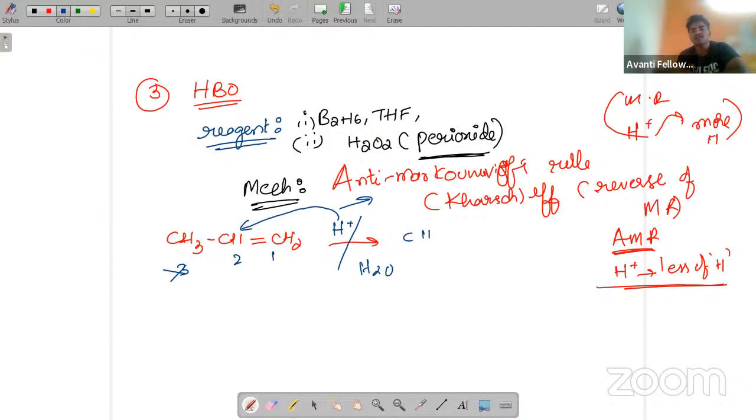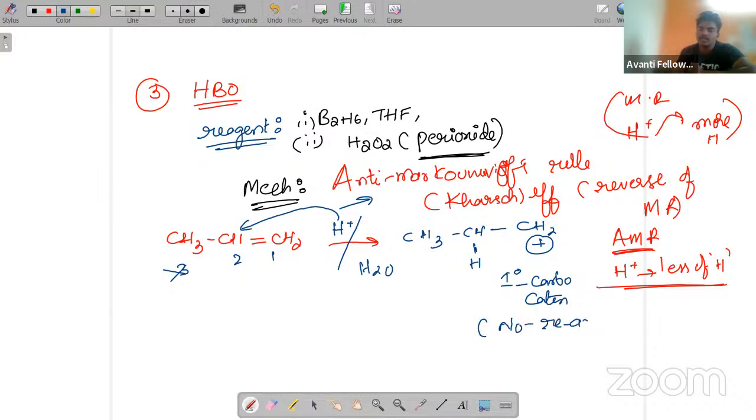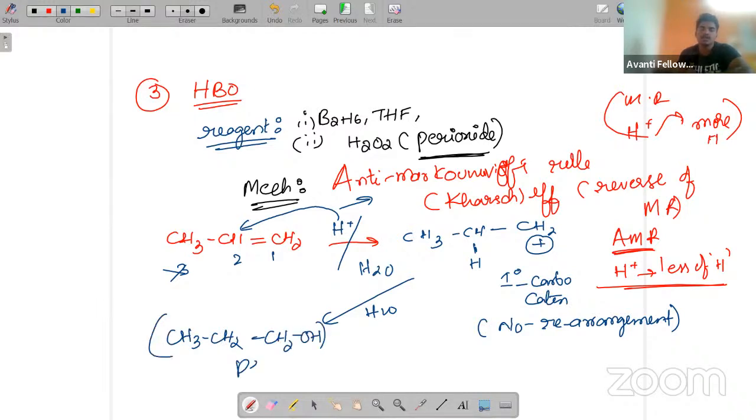Now what carbocation are you getting? CH3CH CH2 positive, CH2 positive. This is a primary carbocation, and no rearrangement takes place. So with this primary carbocation, the end product after hydrolysis will be CH3, CH2, CH2, OH. We can also call this propanol.